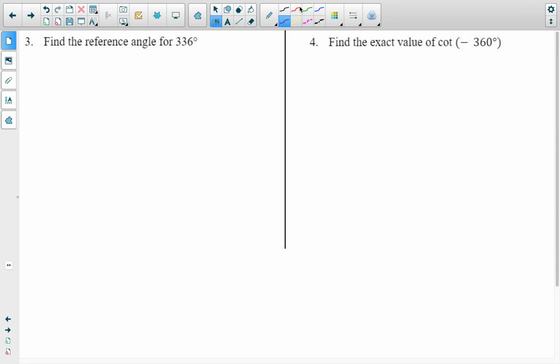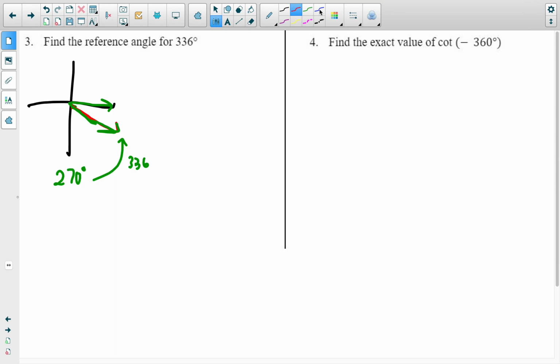Skipping ahead for a second to number 3. See if you can find the reference angle for 336. Right? You should be sketching this. So we're positive, meaning we're going to be going counterclockwise. So here is our initial side, and then 90 degrees, 180, 270, 336 is going to be kind of like that. Well, it might be a little bit there, kind of like that, okay? All right, and so here's 270, right? And then we're going up to 336.